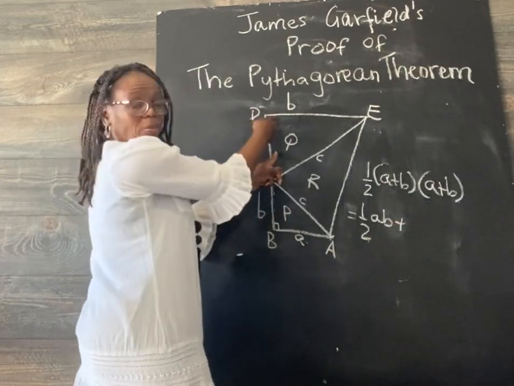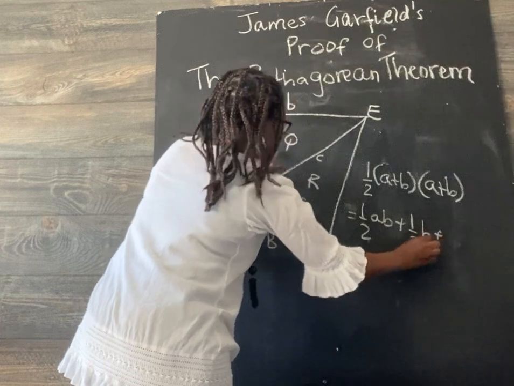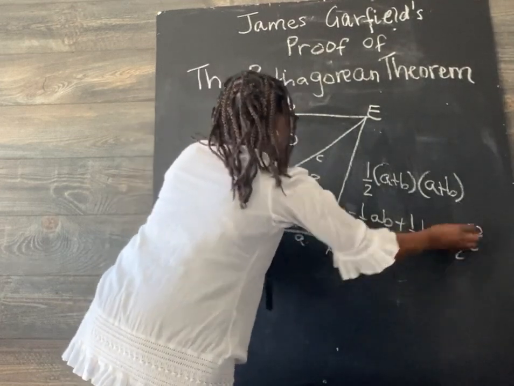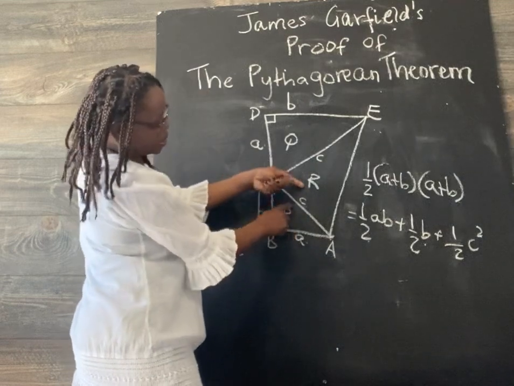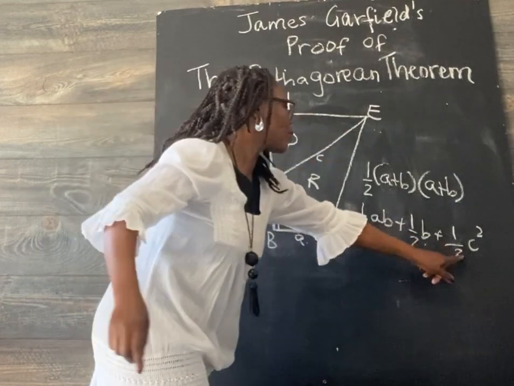is also half AB. And R is half C squared, half C squared because the base is C and the height is C as well. So we have half C squared.